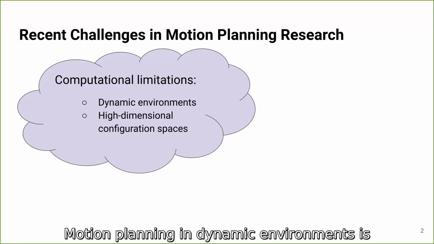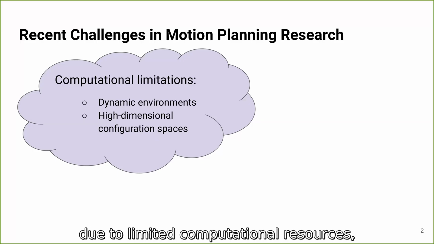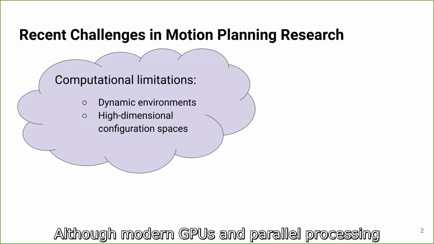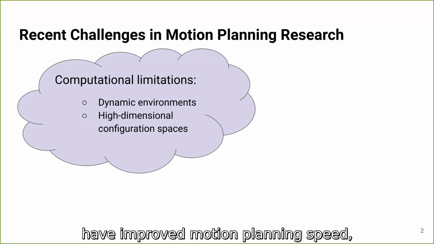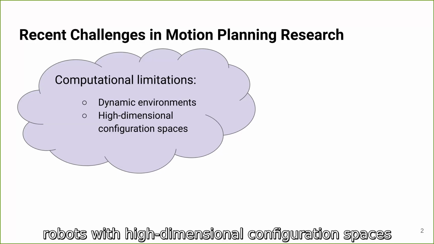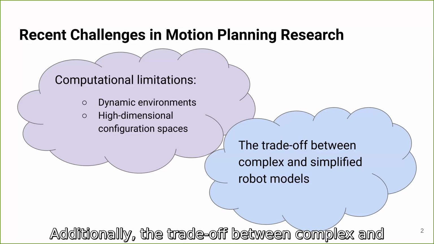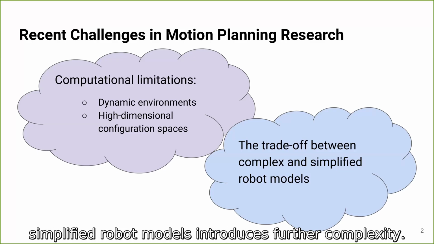Motion planning in dynamic environments is a major challenge in robotics due to limited computational resources which affect trajectory quality. Although modern GPUs and parallel processing have improved motion planning speed, robots with high-dimensional configuration spaces still face significant challenges. Additionally, the trade-off between complex and simplified robot models introduces further complexity.